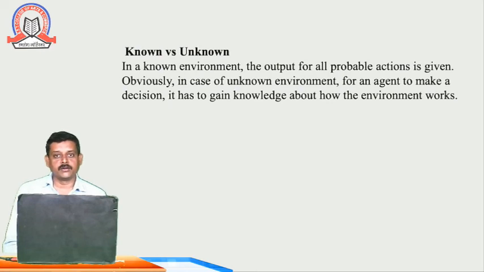And then the last environment, that is known versus unknown environment. It is nearly equal to observable versus partially observable, but in an unknown environment the agent does not know what action it has to take. It takes its decision using whatever knowledge the agent has gained from the environment, and it works accordingly in the environment.